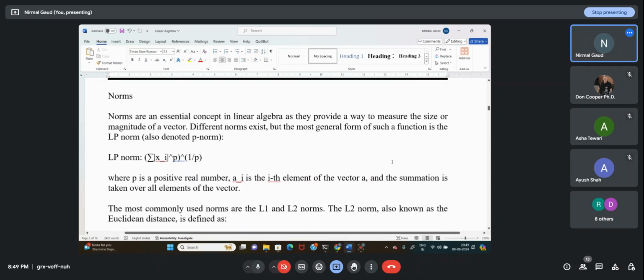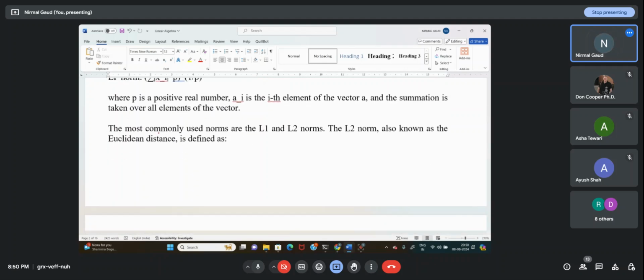Now we have further concepts in linear algebra, that is normalization, or norms. They measure the size or magnitude of a vector. We have different types of normalization. The major normalizations are L1 and L2. L1 is Manhattan and L2 is Euclidean.